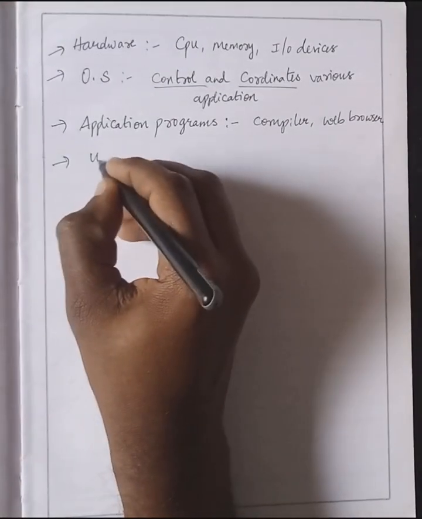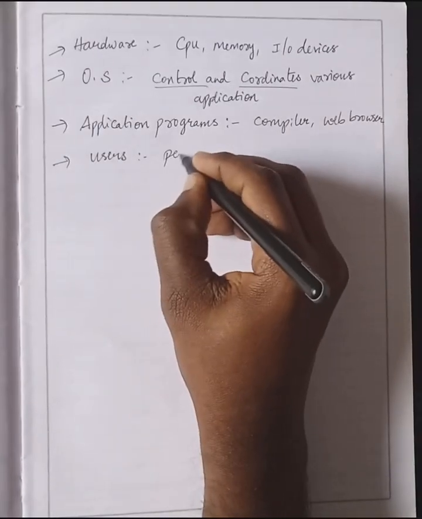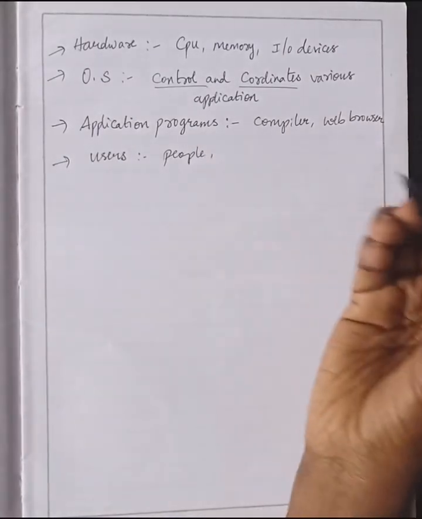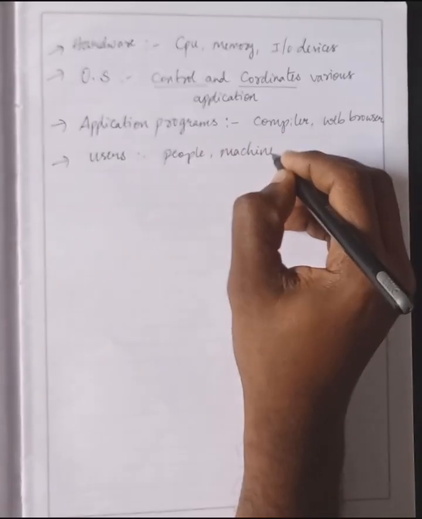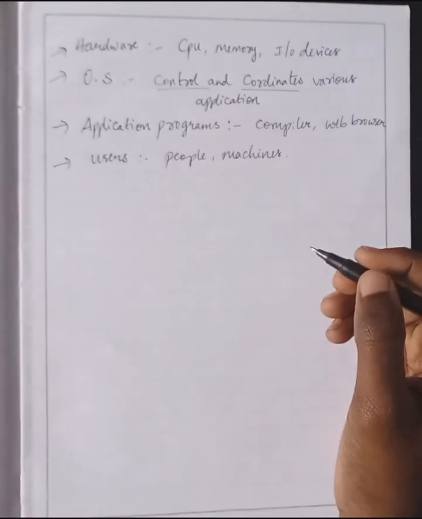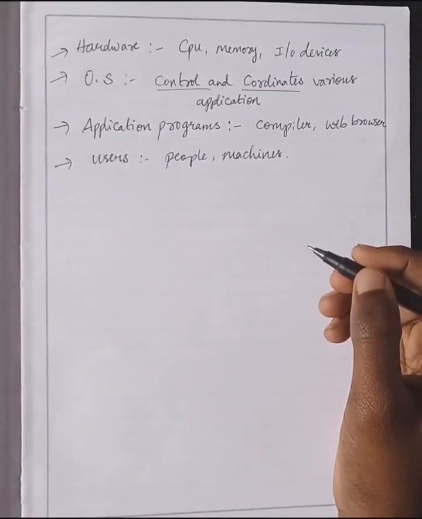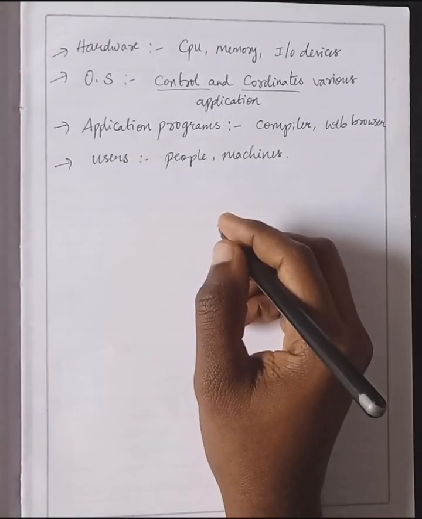Then the fourth part is the user. Users can be any people, like normal users, programmers, all come under it. Then the machines too, everybody. The automated machines can take the data and utilize it. So everybody comes under user. So these are the four components of our computer system from the perspective of the operating system.